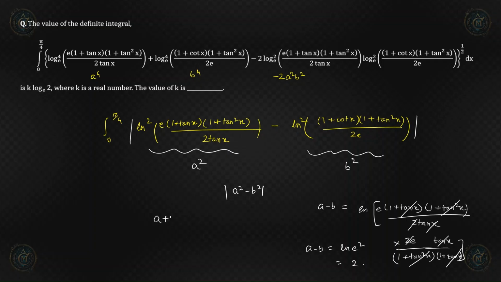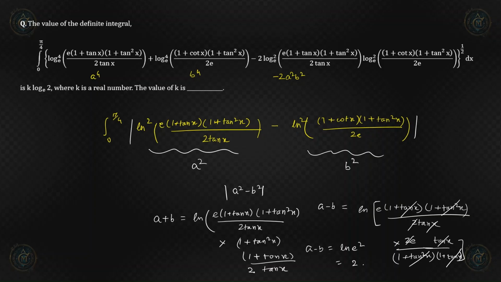Now let us calculate this a plus b here. A plus b, if we calculate, will be simply log of e into 1 plus tan x times 1 plus tan square x divided by 2 tan x, times this 1 plus tan square x times 1 plus tan x divided by tan x and then 2e. So e gets cancelled and we get log of this squared.